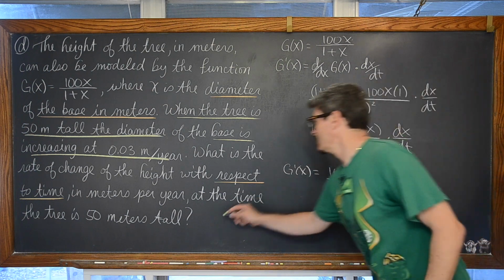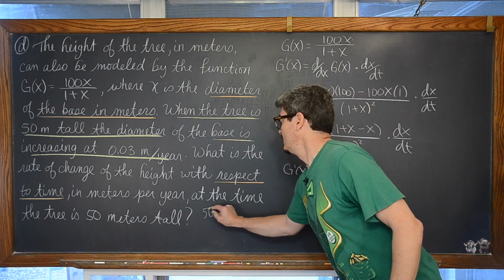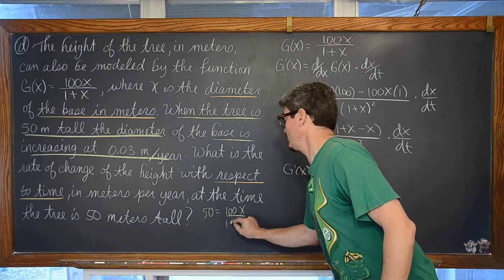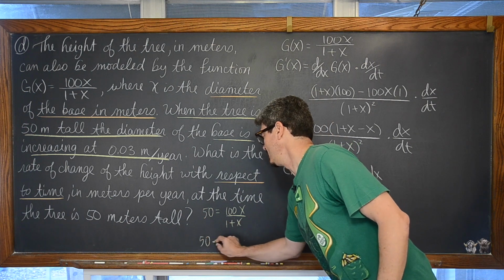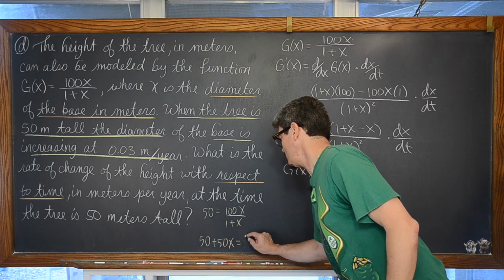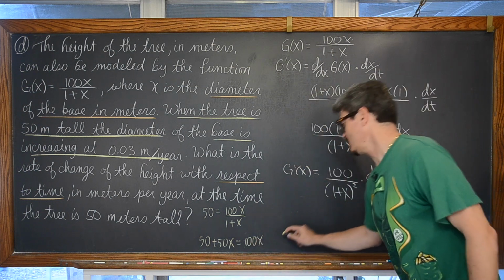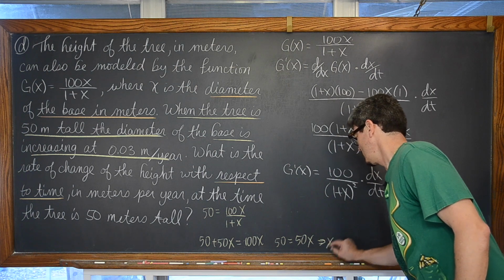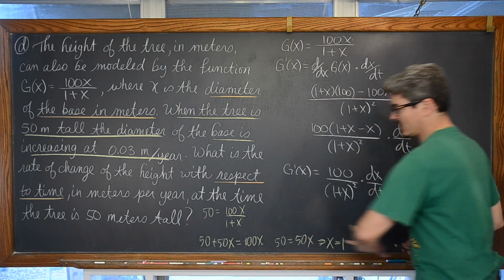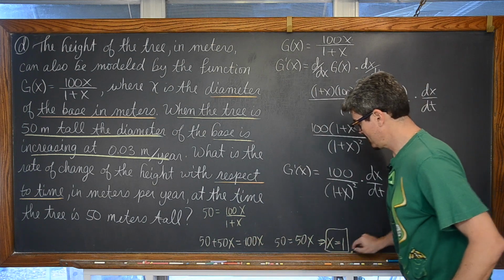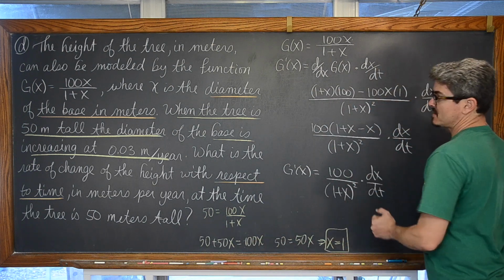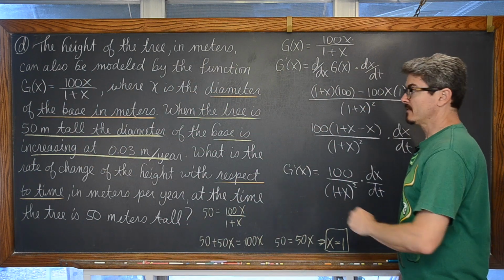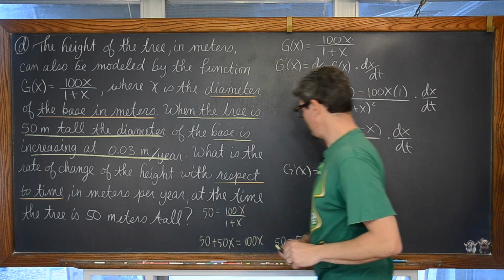And we've got 50 is equal to 100x over 1 plus x. Now we have 50 plus 50x is equal to 100x. That's going to give us 50 is equal to 50x, and therefore x is equal to 1. Okay, good. So with that little bit of scratch work, I found that when x is equal to 1, when the diameter of the base of the tree is 1 meter, then the height of that tree is 50 meters.